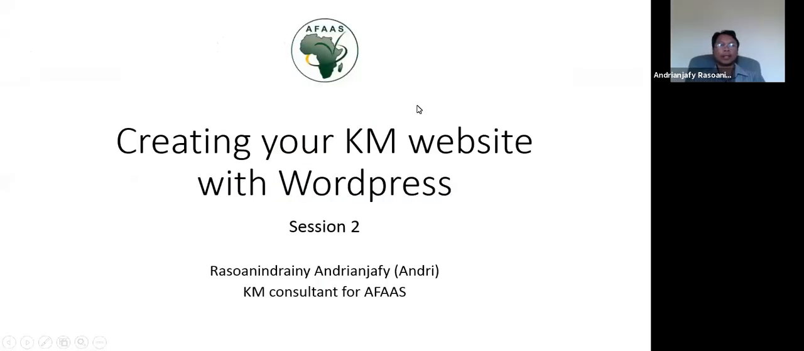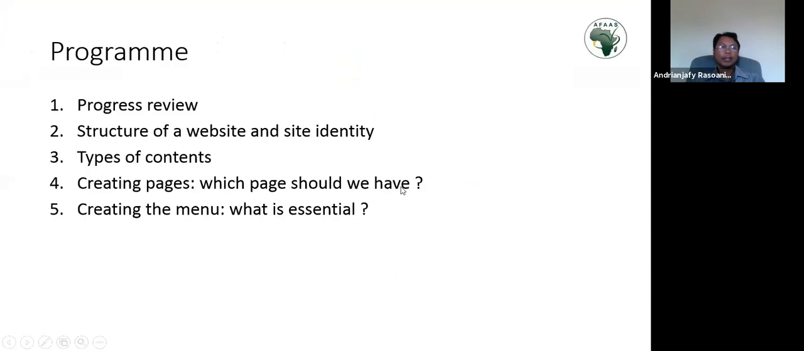Okay, so this is the second session of this KM website using WordPress. And our program today will be progress review, the structure of a website and the site identity, the types of contents that we are expecting to see in the website, creating pages, what are the priority, then creating menu, what are the essential menu tabs.